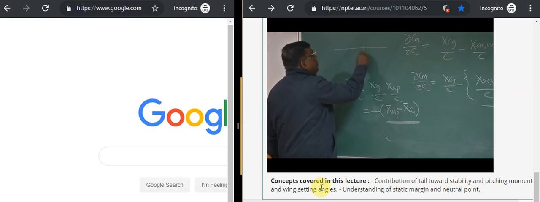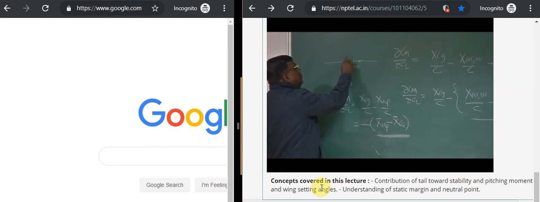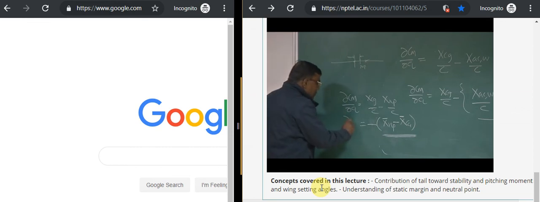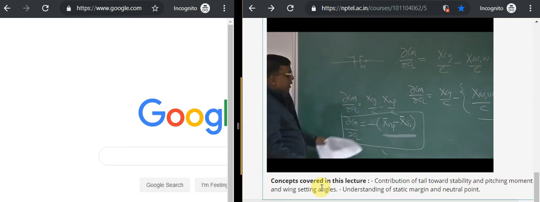This is answered partially by this. Your dCm by dCl is minus of the static margin. Static margin is xNP bar minus xCg bar. Typically for a transport airplane, static margin could be 5 to 10% of the mean aerodynamic chord.